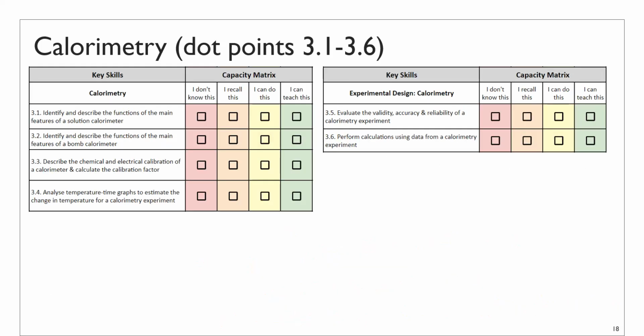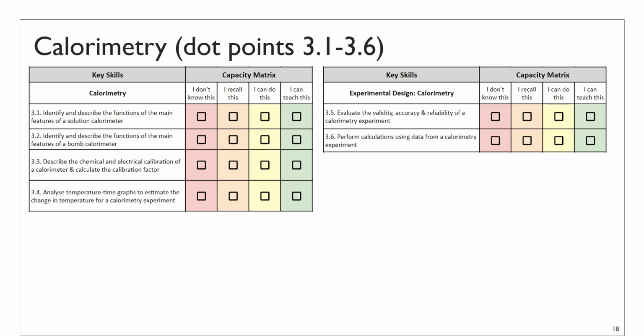All right, last but not least. Oh my god, it's the end of this video. How long is this? Like 1 hour. Calorimetry. So we have 6 dot points only. The main issue with calorimetry is people forget it exists. But you need to be able to recognize the key features of a bomb calorimeter, and, you know, calibration factor and all that. It's a little bit on experimental design as well.